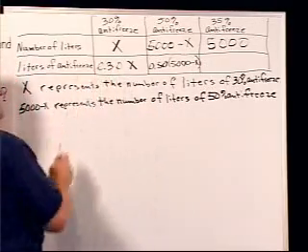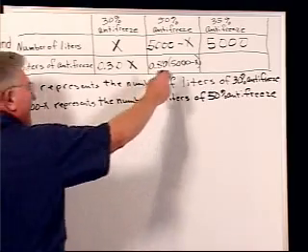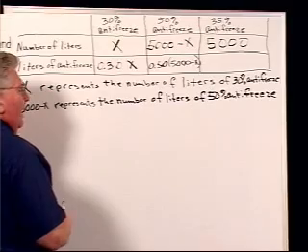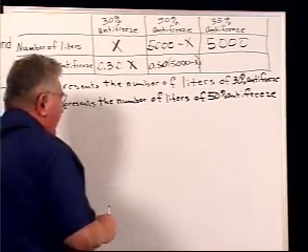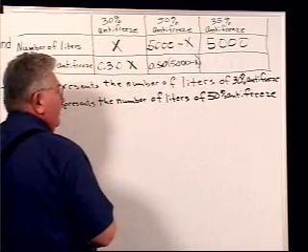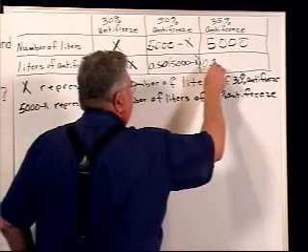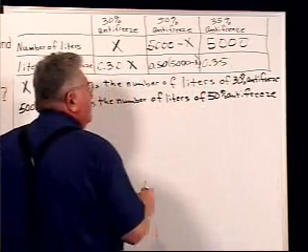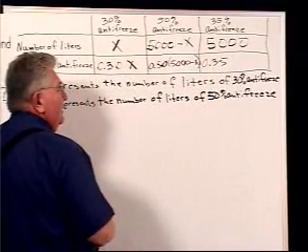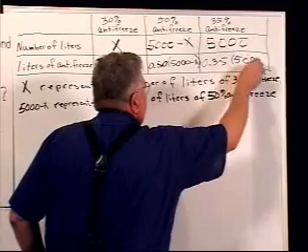I have this amount of antifreeze coming from the 30% solution. I have this amount of antifreeze coming from the 50% solution. And what am I going to end up with? Well, I'm going to end up with a solution that's 35% antifreeze. That, in decimal form, is 35 hundredths. And how much is that solution? Well, it was given to us originally in the problem that it's going to be 5,000 liters.